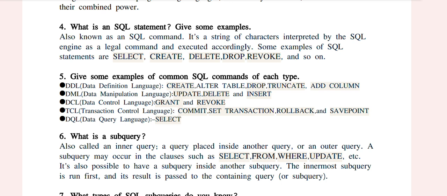Next question, give some examples of common SQL commands of each type. DDL means Data Definition Language: create, alter table, drop, truncate, add column. DML, Data Manipulation Language: update, delete, insert. DCL, Data Control Language: grant, revoke, which are related to permissions. TCL, Transaction Control Language: commit, set transaction, rollback, savepoint. So these are the TCL. And Data Query Language: select.